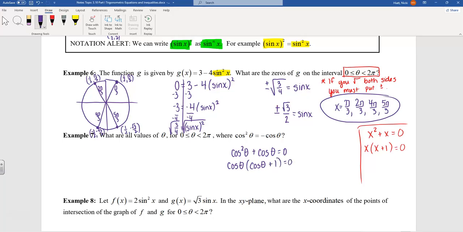And so this is still equivalent, right? Because if I were to multiply it back, cosine theta times cosine theta is cosine squared, and then cosine theta times 1 is cosine. We're okay here. All right, then let's go back over here. If I was solving this equation, what would I do next? If it was just the x's.